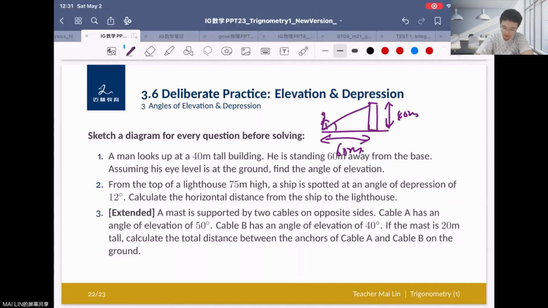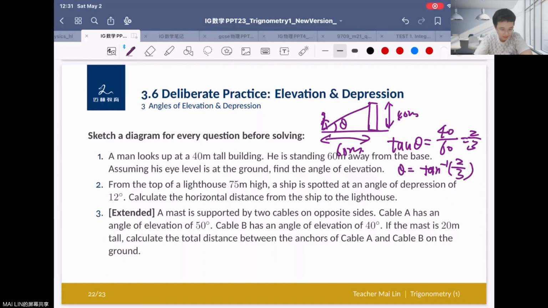Okay, so here we can draw the angle theta. That is, tan theta equals the height, 40, over the distance, 60. Okay, that is 40 over 60, which is 2 over 3. So you can use your calculator to calculate the angle theta. Theta can be written as tan negative 1 of 2 over 3.